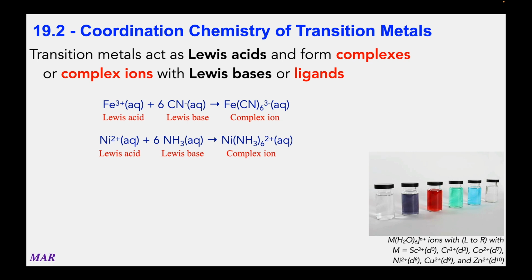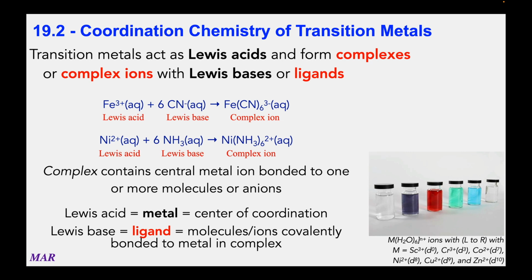In this chapter, Lewis bases we're going to call ligands. Ligand is just a fancy name for a Lewis base. When it comes to coordination chemistry, Lewis bases are usually referred to as ligands. Those two examples with iron and nickel on the product side are both complex ions because they have a charge. If you had just a complex or complex compound, you would have a neutral charge, and we'll see this in a little bit.